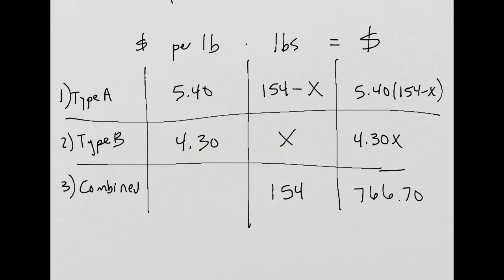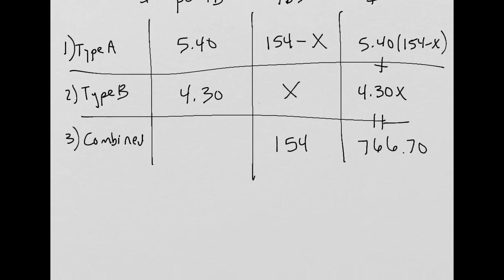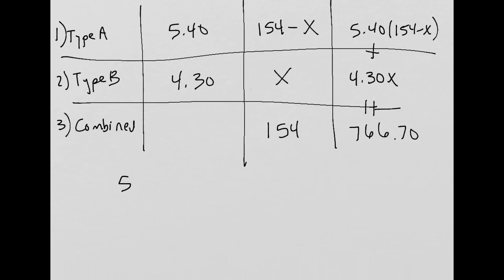So let's see what we got. In this last row, I know that overall I'm going to be paying $766.70. Where does that come from? Well, that $766.70 is going to be the amount of money I'm paying for type A coffee plus the amount of money I'm paying for type B coffee. So if I take these two and add them together, that should equal my total amount. So now I've got my equation. It looks like this: $5.40 times (154 minus X) plus 4.30X equals 766.70.